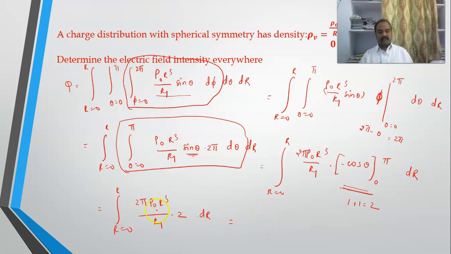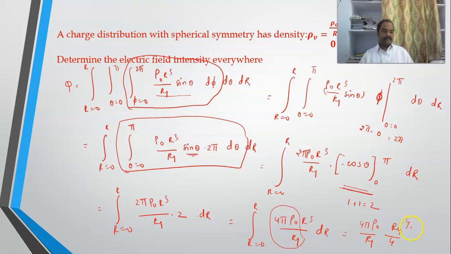So now what is my expression now? 4 pi rho naught integral r is equal to 0 to r, 4 pi rho naught r cube by r1 dr. In this one, if you carefully see, all these terms are constant terms. So for r cube, the integration is r power 4 by 4, right? So r power 4 by 4 from r is equal to 0 to r. If r is equal to 0, then it won't be having any value. So the final answer is, this is the final answer.